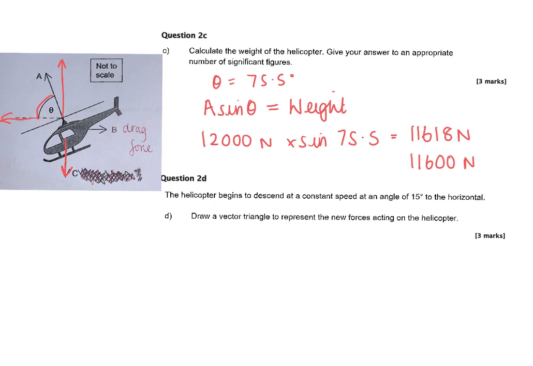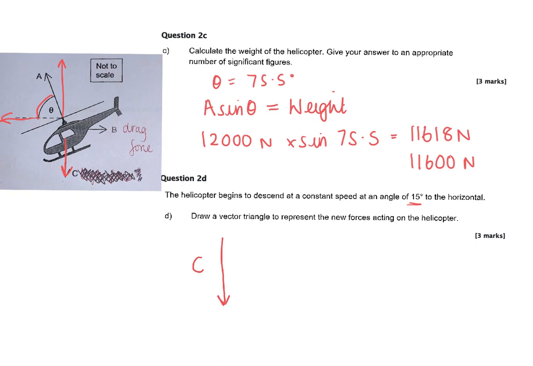Newtons. And question 2D, the helicopter begins to descend at a constant speed at an angle of 15 degrees to the horizontal. Draw a vector triangle to show these new forces. So we'll start with the weight, because that's going to be exactly the same. C, which was our weight. A, our force is actually going to be very similar.